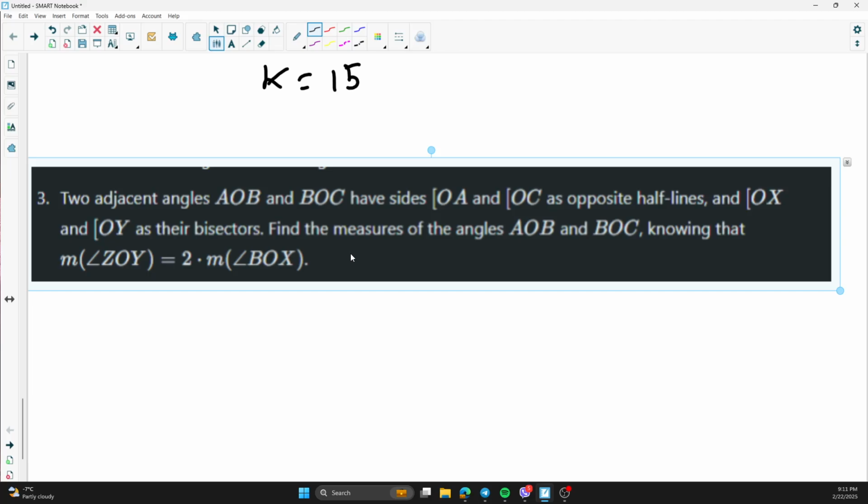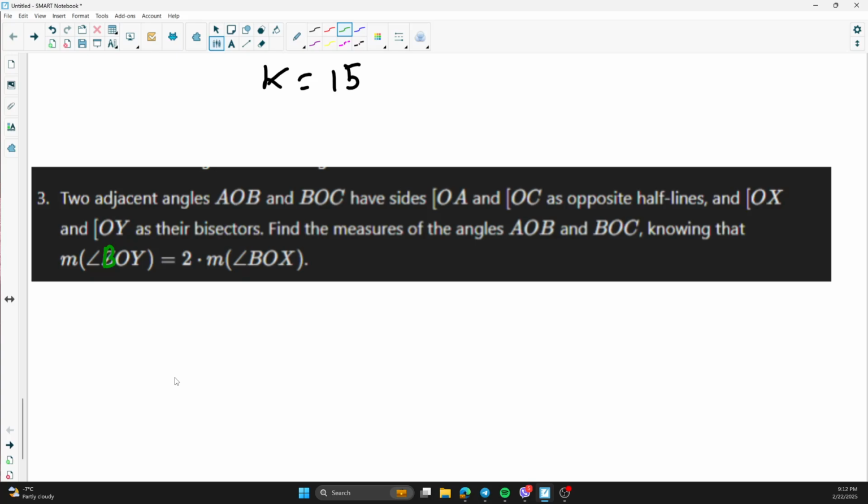Two adjacent angles, AOB and BOC, have sides OA and OC as opposite half lines, and OX and OY as bisectors. Find the measures of angles AOB and BOC, knowing that the measurement of angle BOY equals 2 times the measurement of angle BOX.